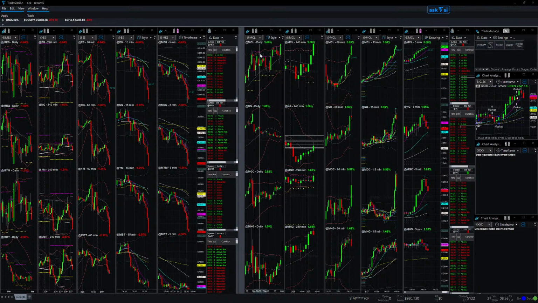And then on the right-hand side, we have oil with the same layout. We got daily, 240, 60, 15, and 5. We got oil, nat gas, gold, and copper. And these are the things I'm going to trade. I'm not going to get away from those. That's a final thing. Over here on the side, I'll throw up whatever I'm currently in.